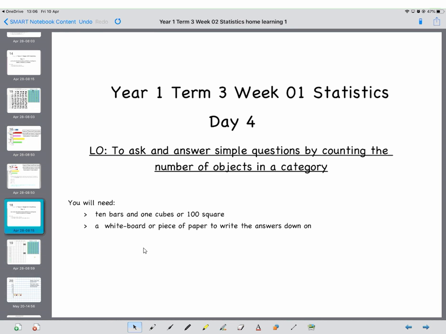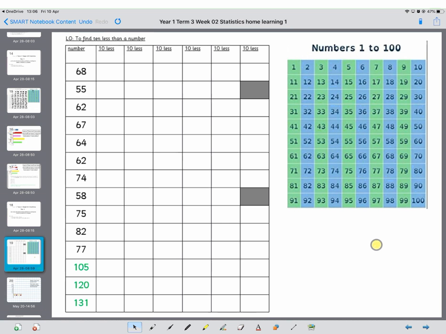Okay, so today's challenge is 10 less than, and we're going to again have a look at how we do the first one, and then it's over to you. So our first number starts at 68, so we need to locate 68 on our number square, and it's just here.